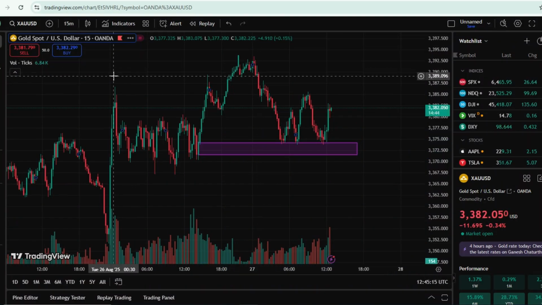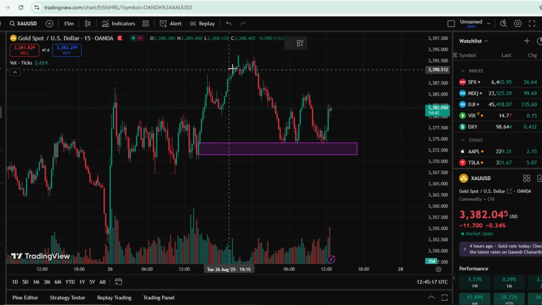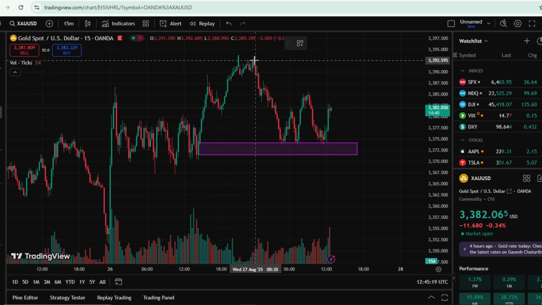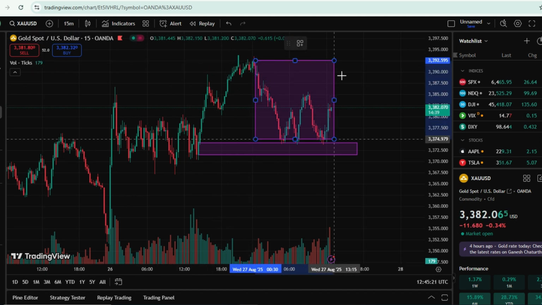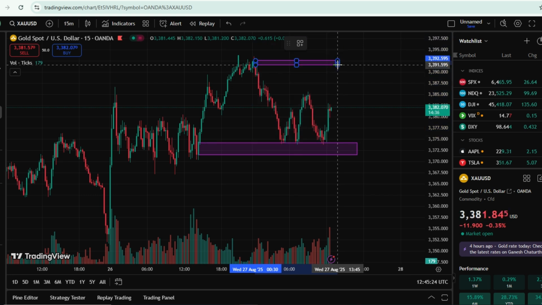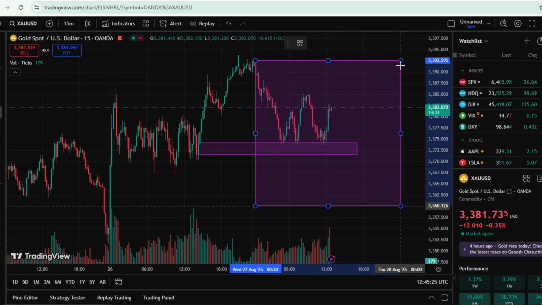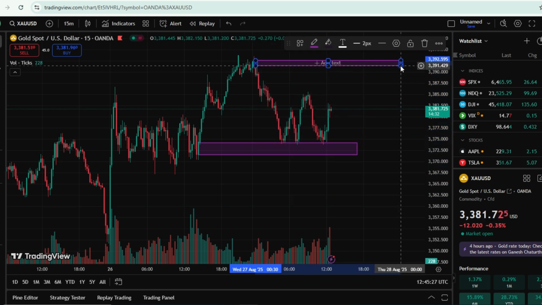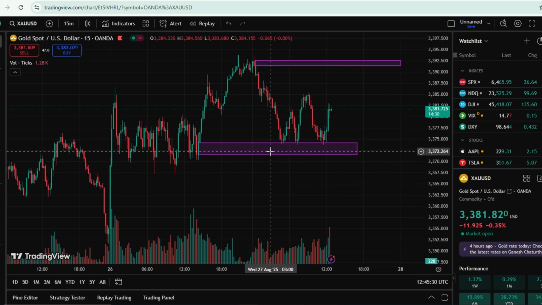Now let's mark the demand and supply zone, also label them. Here is our demand zone. And here is our so-called supply zone. Right now we are on the 15 minutes time frame.